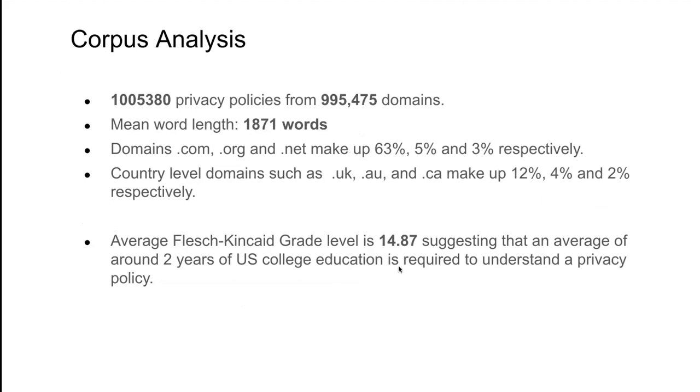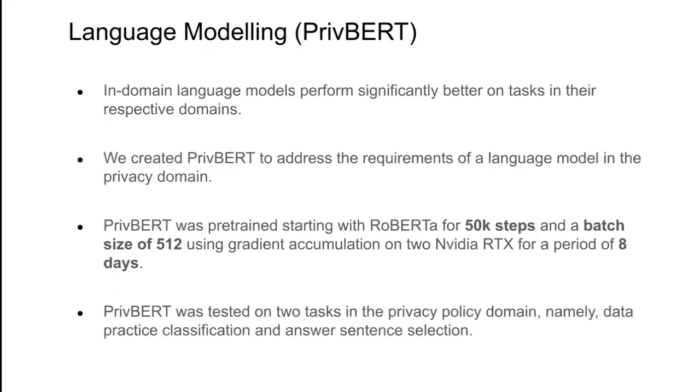And these documents also had a pretty high average Flesch Kincaid grade level, which is the number of years of US education required to understand a policy. And it said 14 years, which comes to around college level, whereas an average internet user is at a high school reading level. So all this is to say that policies are difficult to read, they are long, and that's why people don't read them. And so what do we do?